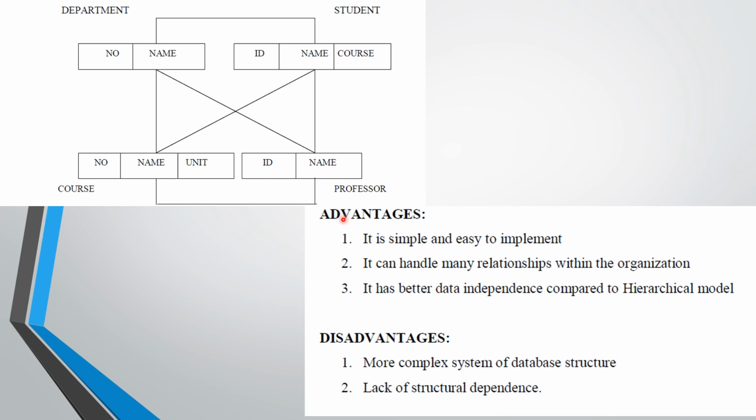Here are the advantages and disadvantages of the network model. It is simple and easy to implement. It can handle many relationships within an organization, and it has better data independence compared to the hierarchical data model. This data model can be implemented very easily, and it is very simple. It can handle many relationships within the organization. Here we can link one table with several tables. So it can handle many relationships within the organization, and it has better data independence.